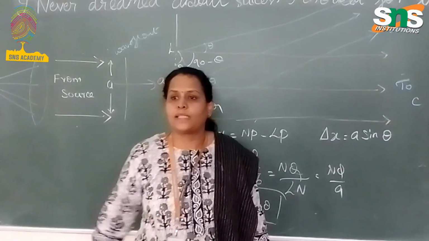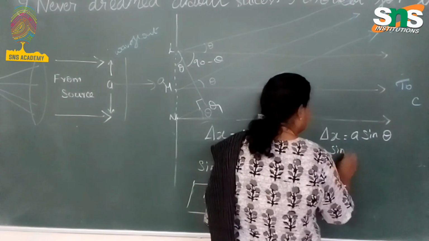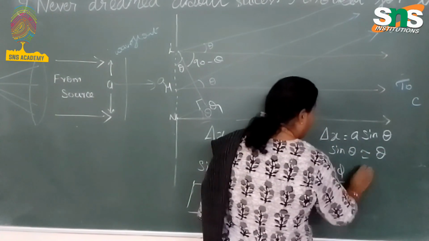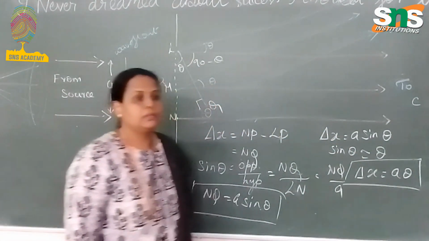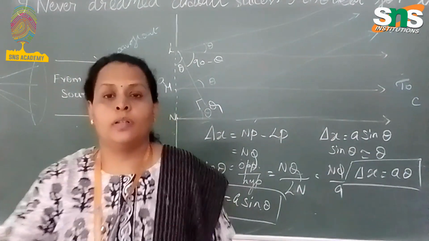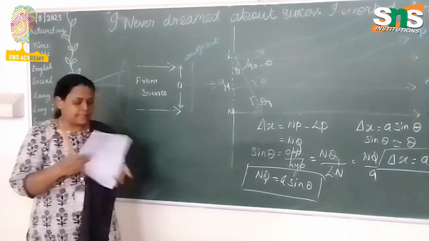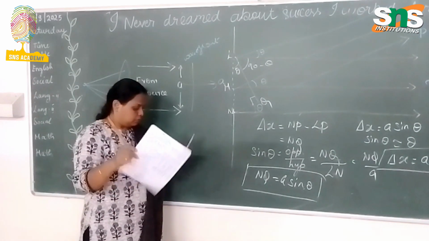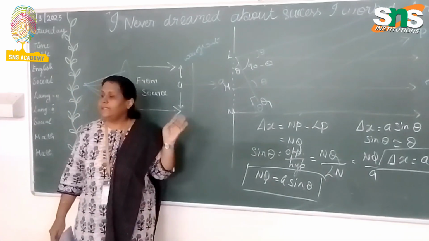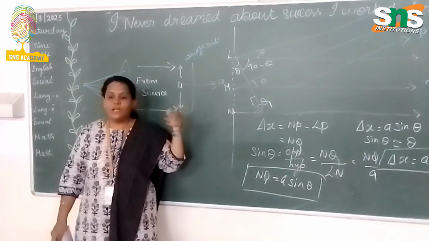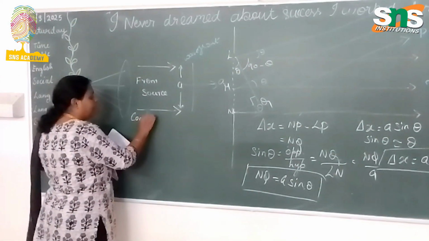Again, for small angle approximation, sin theta is approximately equal to theta. So my del x is equal to a theta. Is it clear to everyone? Yes. Then now I am going to discuss the conditions for maxima and minima in case of diffraction, where maxima will happen and where minima will happen.